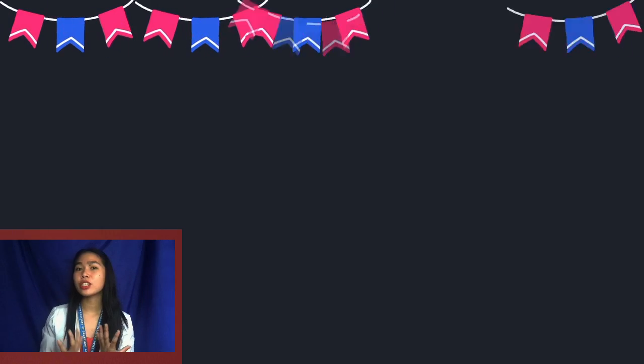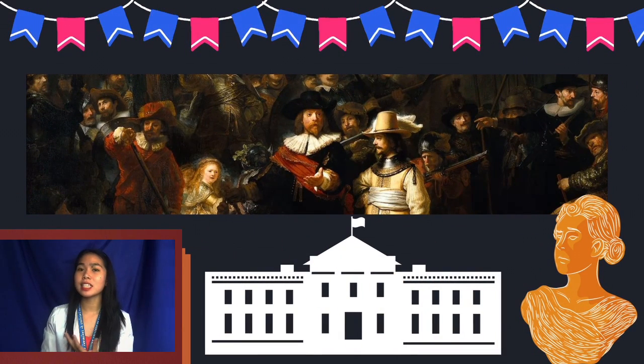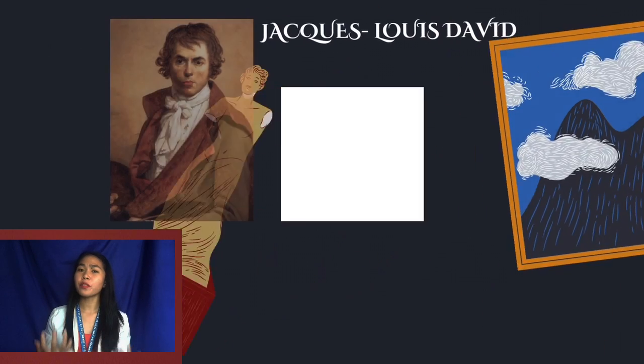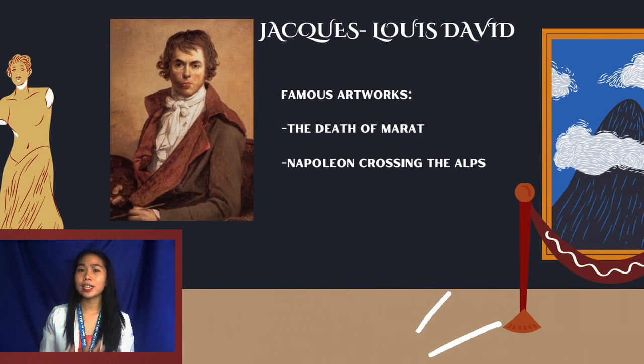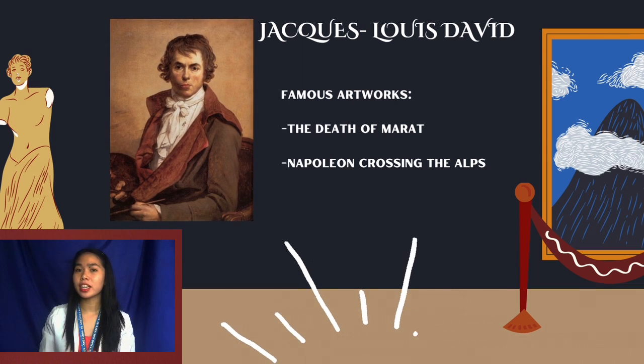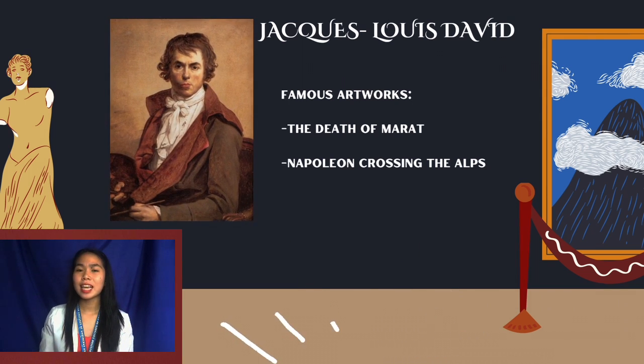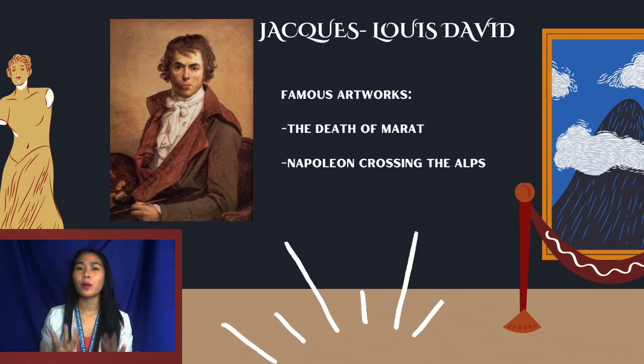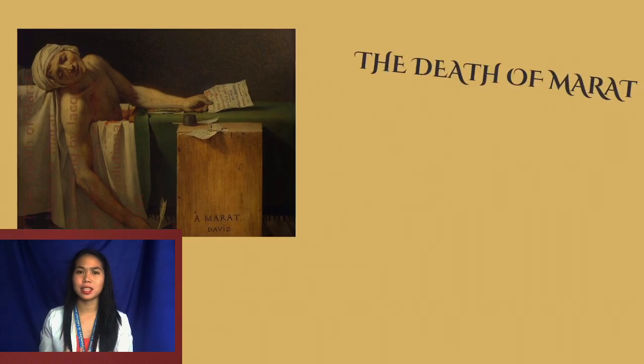Now let me introduce to you some of the neoclassical artists and their famous artwork. So first we have Jacques-Louis David. He was an influential French painter and considered to be a preeminent painter. His paintings were more on history. So two of his most famous artworks are The Death of Marat and also Napoleon Crossing the Alps.